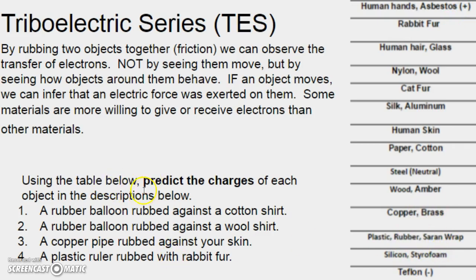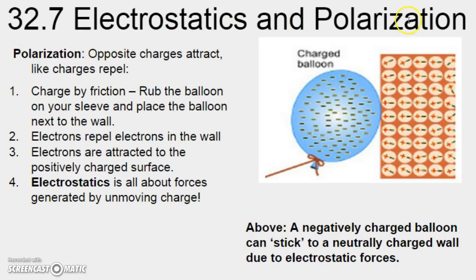If you use this table, you can pause this and determine what's going to happen in terms of gaining or losing electrons. A rubber balloon against cotton, a rubber balloon against wool, a copper pipe against your skin, and a plastic ruler against rabbit fur. So here we can talk electrostatics and polarization. Polarization is where opposite charges attract and like charges repel. We know this principle is taking place here.